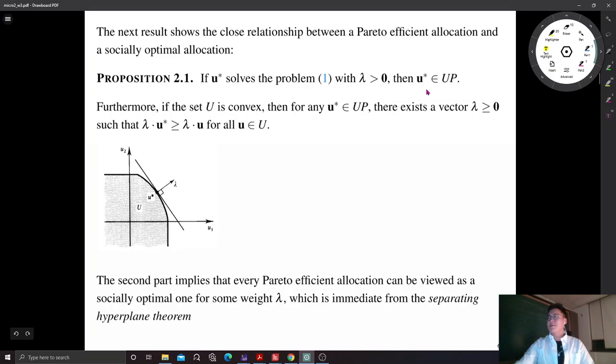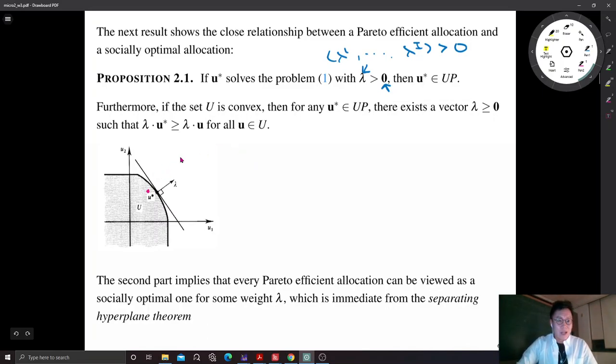And this statement is straightforward. Suppose that U star maximizes the social welfare function. And by the way, here lambda is strictly positive. Lambda is a vector, from lambda 1 to lambda I, and it is larger than 0, where this 0 is also a vector. So each weight is strictly positive. With a strictly positive weight vector, suppose that U star solves the social welfare maximization problem but is not Pareto efficient. So it's not on the frontier, but inside the set.